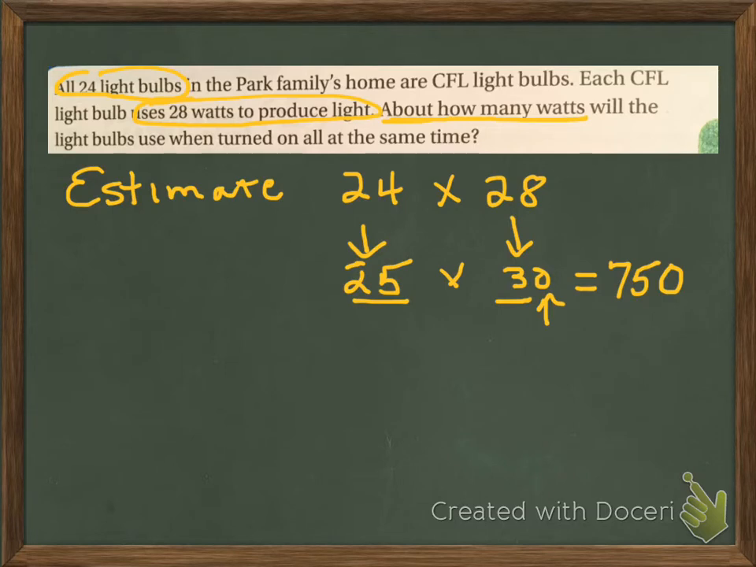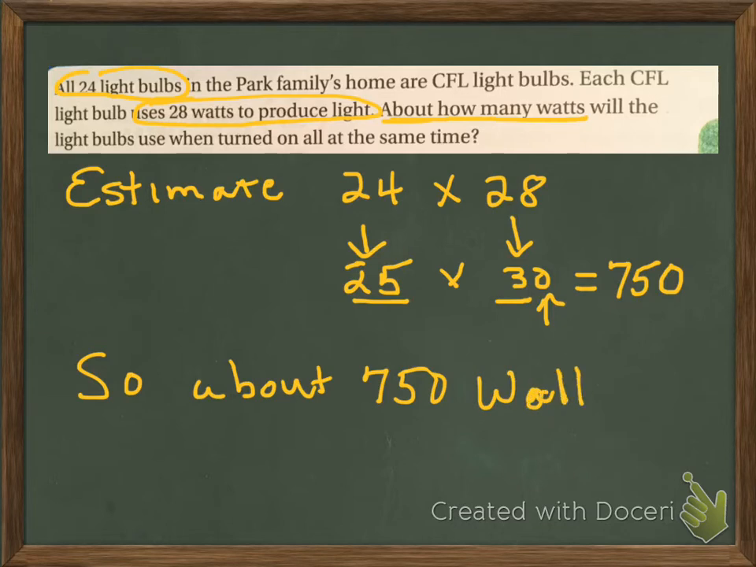My step 2 in mental math would be to say 25 times 30 equals 750. So using compatible numbers as a way to estimate, I'm going to say about 750 watts are used when all the lights are turned on at the same time.